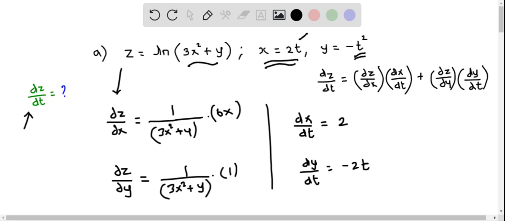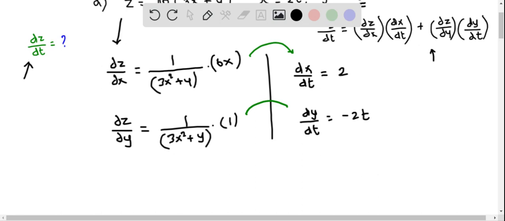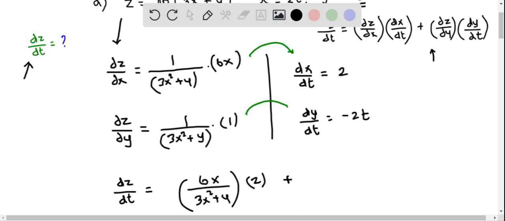So now we can replace these values into the formula. So it's basically the product of these two plus the product of these two quantities. So let's write down dz by dt, that is the derivative of z with respect to t, and this equals, we have to find this product. That is, we have 6x over 3x squared plus y times dx by dt is 2, plus partial derivative of z with respect to y is 1 over 3x squared plus y, and then times this one is negative 2t. So I write down negative 2t.